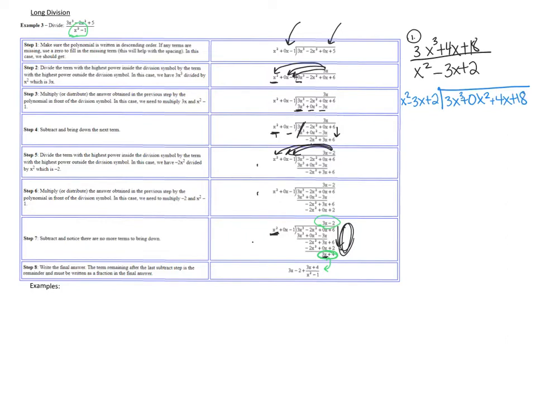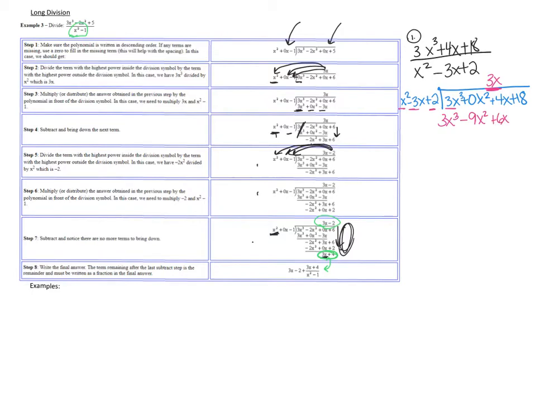All right, now that it's set up, I'm going to ask myself, okay, well, what do I need to multiply x squared by to get 3x cubed? Well, I'm going to need a 3x. So I'm going to take that 3x now and I'm going to distribute. So I'm going to multiply that 3x by x squared, I get 3x cubed. Then I'm going to take that 3x and I'm going to multiply it by my negative 3x, and I get negative 9x squared. Then I'm going to take my 3x and I'm going to multiply it by 2. So I'm going to get 6x.